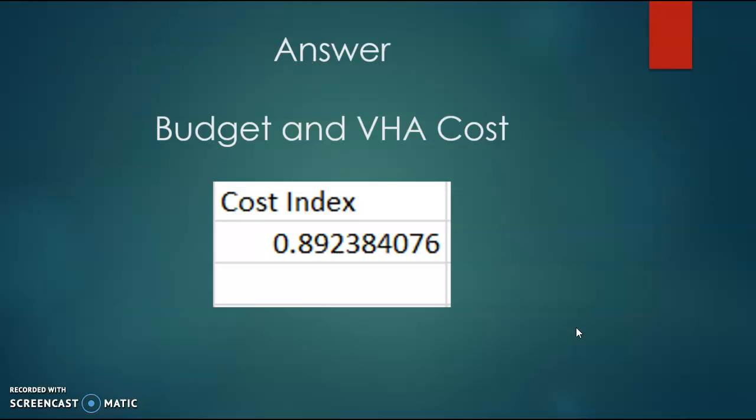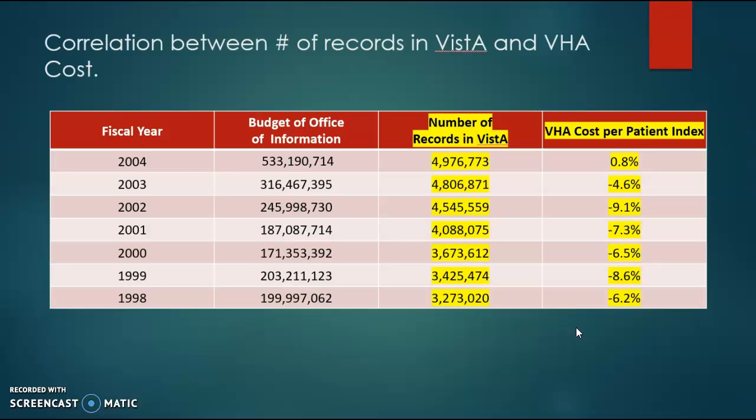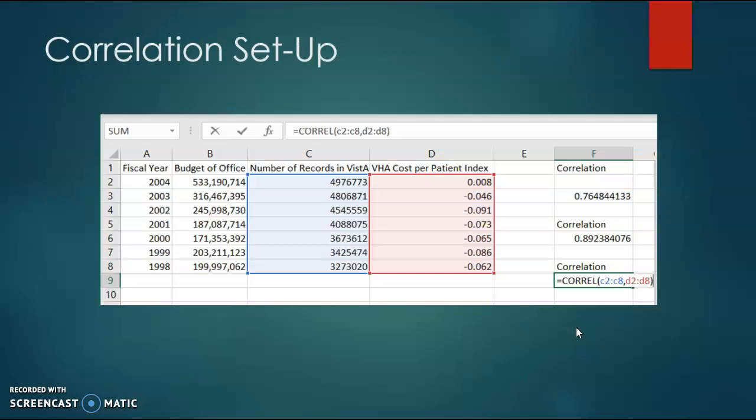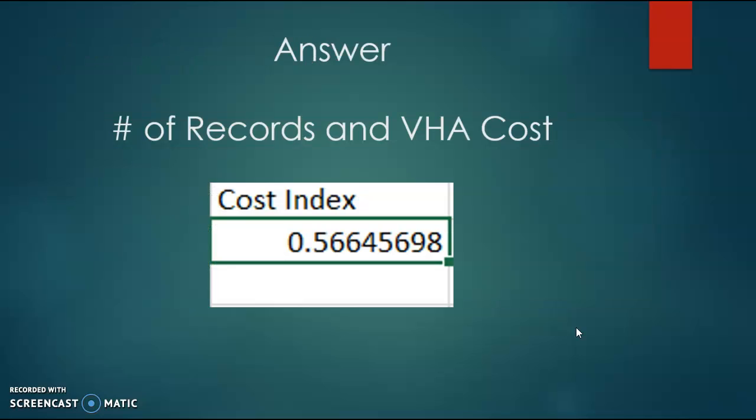The answer you should receive should be this, 0.89238, and so on. And this is comparing between the budget and VHA costs. Finally, you want to find the final correlation between number of records in Vista and the VHA cost. Correlation setup, again, you're doing the same equation for all three to figure out the same things. You want to make sure you're doing equal correl, find the data. Your answer should be around 0.5664568. This is what it should be if you're doing the correlations correctly.